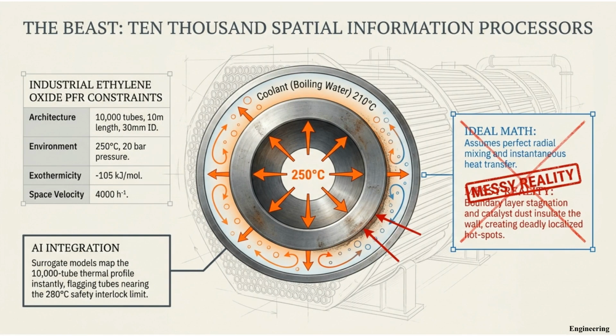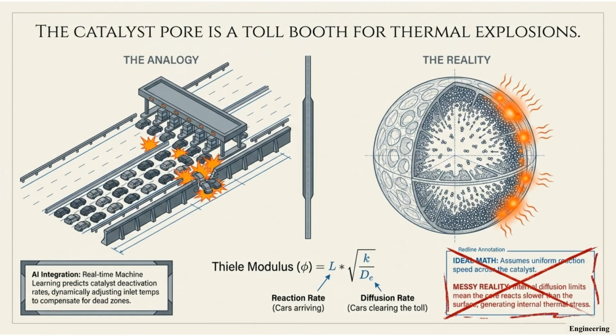Managing 10,000 tubes in an ethylene oxide reactor is a complex challenge. While ideal models assume perfect heat transfer, in reality, catalyst dust and stagnant layers create dangerous hotspots. AI integration allows us to map thermal profiles across these thousands of tubes in real time, identifying those nearing safety limits.